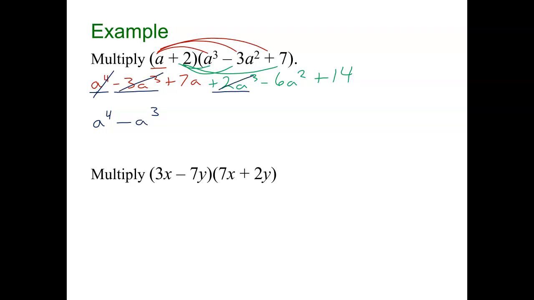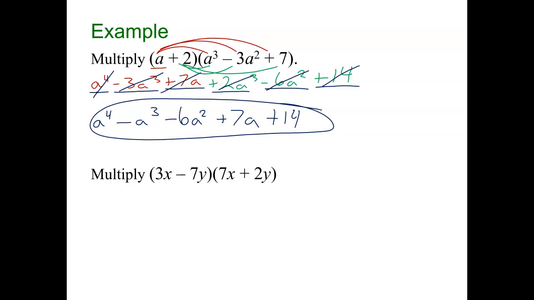Okay? Now, I want the next highest power, so I'm going to go to squared. All right? Does negative 6a squared have any like terms? Nope. So we just write it. Now I can go to 7a. Does it have any like terms? Nope. Does 14 have any like terms? Nope. There it is, and in order of descending power, 4, 3, 2, 1, 0.